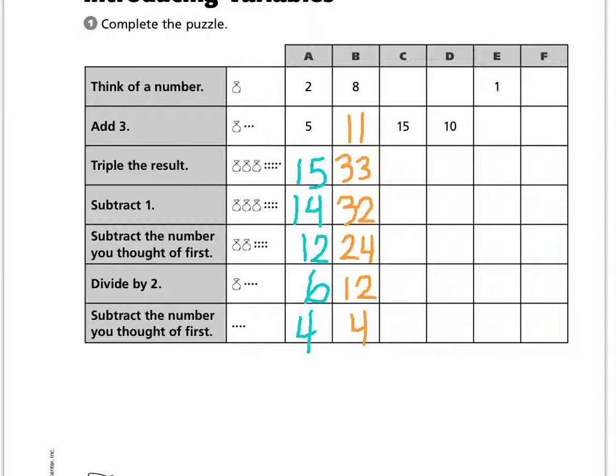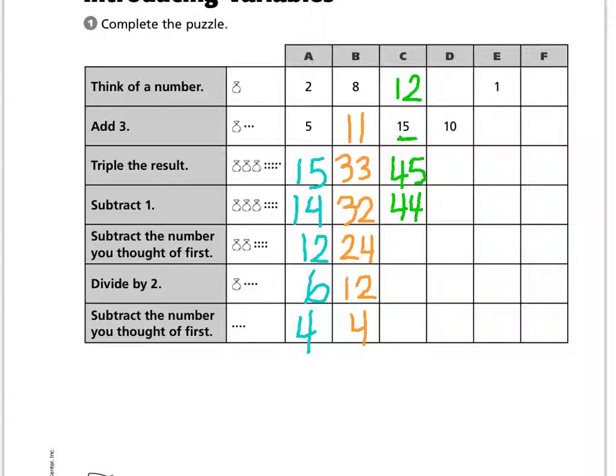This one, you have a 15 here, so it said add 3, but we're going to subtract 3 to get our original number. So 15 minus 3 is going to be 12. So 12 plus 3 is 15. You're going to triple the result, so 15 times 3 is 45. Subtract 1 is going to be 44.